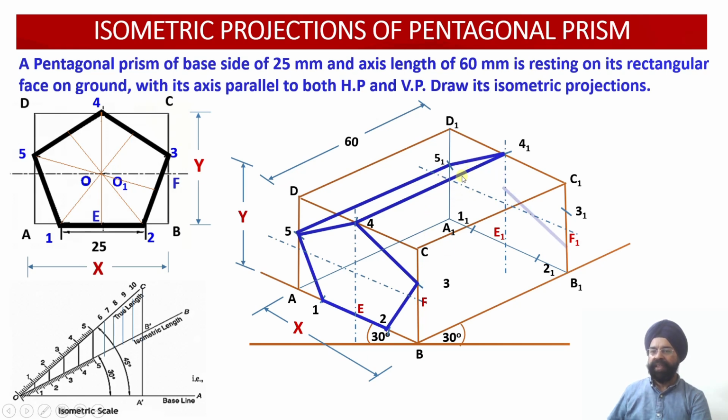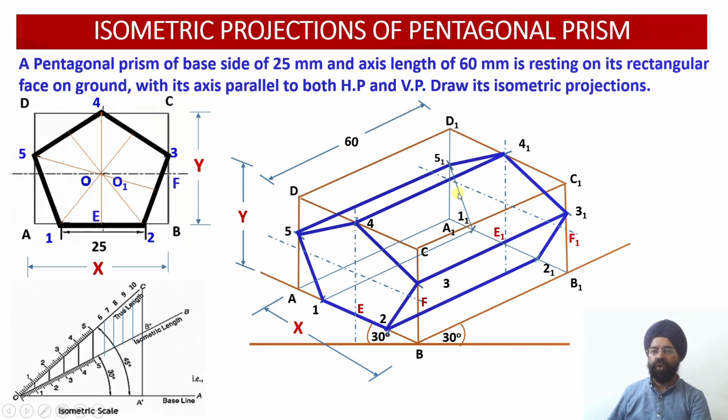Then you have this edge 4 1 5 1, 4 1 3 1, and then 3 and 3 1, and again this one also visible. And now you can see these edges the observer can see, but this edge 1 1 5 1 and again 1 1 2 1 the observer cannot see. Similarly 1 and 1 1, so these three. So this is 1, this is 2, and this is 3.